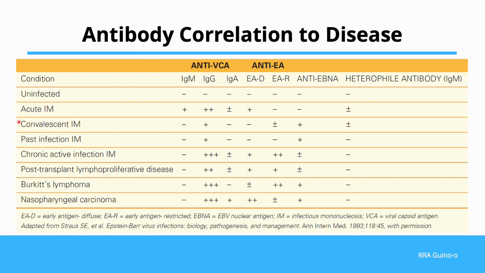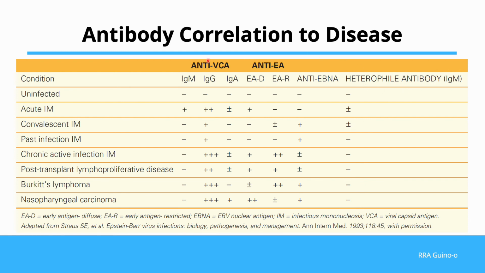Next, during convalescent infectious mononucleosis, this is the stage in which the patient is starting to recover from the disease. You will still see IgG anti-VCA, but no longer see our IgM. Also, for the anti-EA, we might have a variable result for our EAR, or our early antigen restricted antibodies. And this is the first stage in which you will see our anti-EBNA. And again, for heterophile antibodies, we have a variable result.